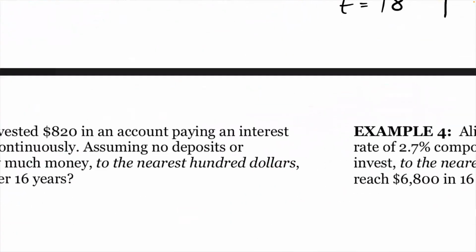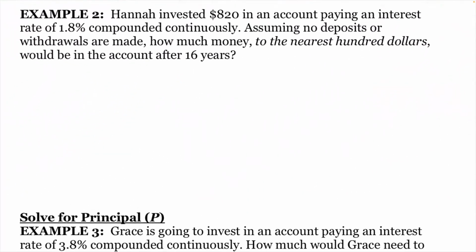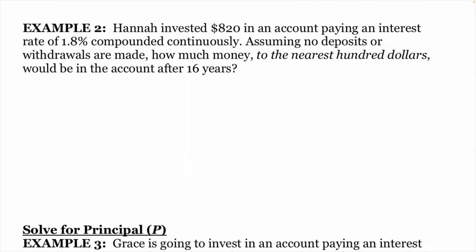Number 2. Hannah invested $820 into a bank account. The bank is giving her 1.8% compounded continuously. So 1.8% is not a very high percent. Assuming no deposits or withdrawals are made, so assuming she doesn't put any money in or take any money out, how much money to the nearest $100 would there be after 16 years?